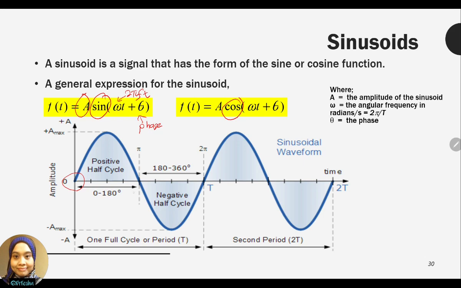But if your sinusoidal signal is starting other than origin or 0, then you may have the phase value over here. Okay, so this one I don't want to explain in detail because you already learned it in my communication class before. If you don't remember, please refer back to your notes, or maybe you can find my YouTube channel to refresh your knowledge about sinusoidal in chapter 4.